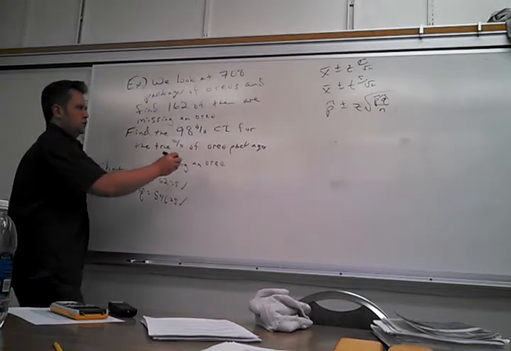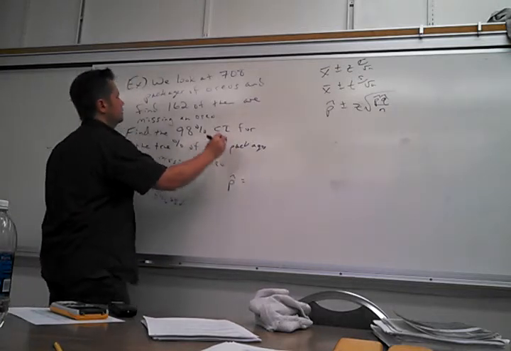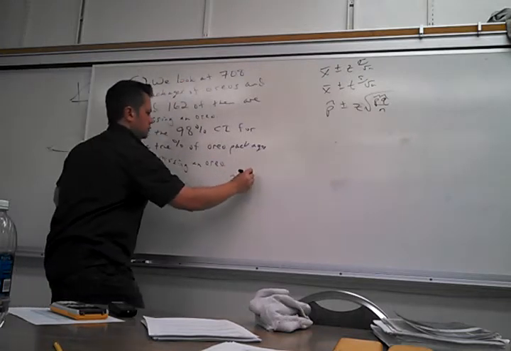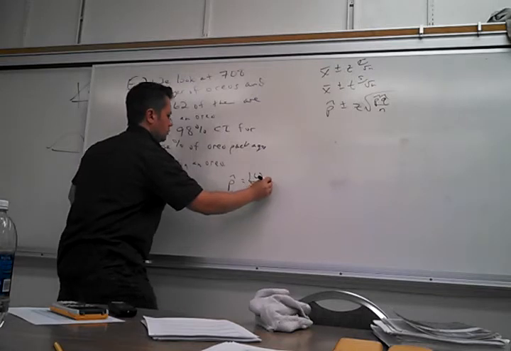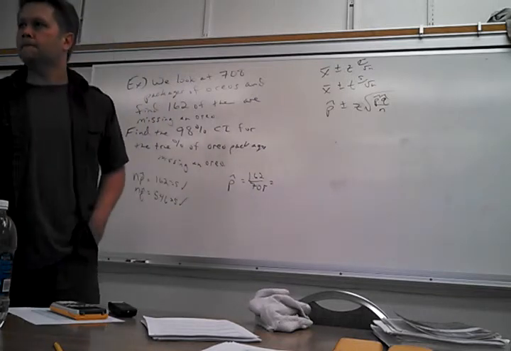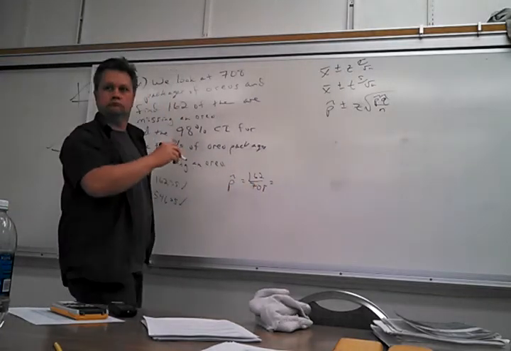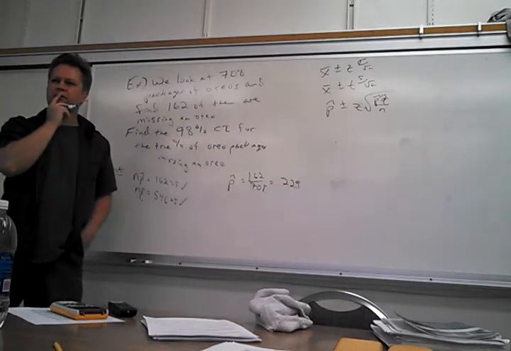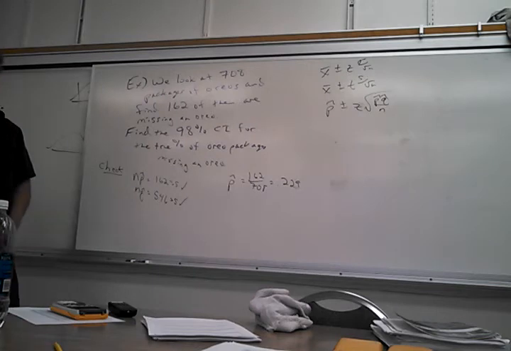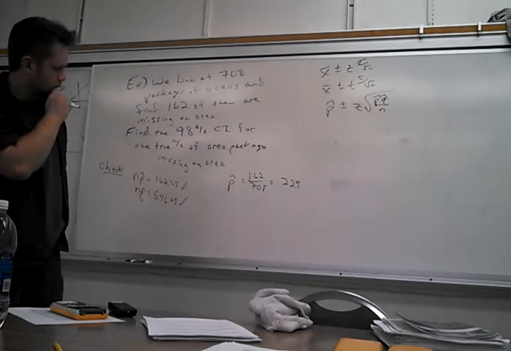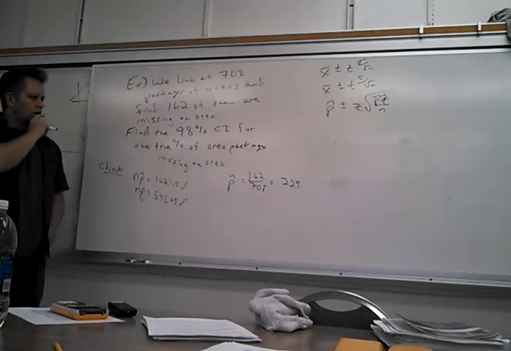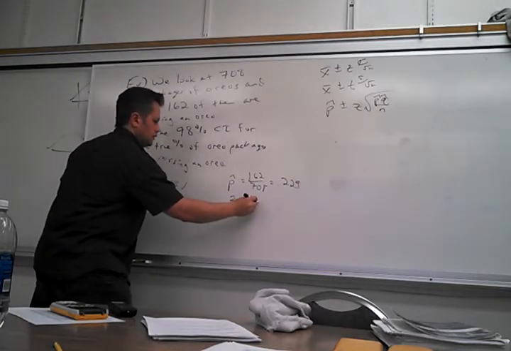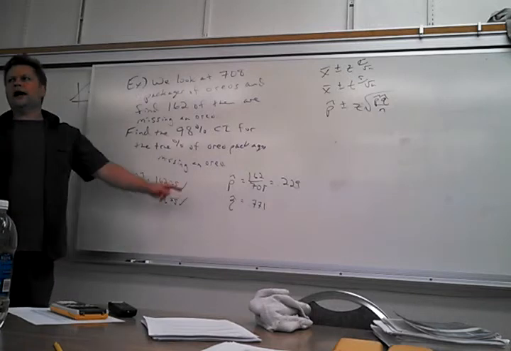All right, we'll catch up to you a little more here. P hat, so calculate it, what would you do? 162 divided by 708. So 162 over 708. And when you do that, you get 0.229. Be careful. Then Q hat has got to be 0.771. And the little hats just mean what?